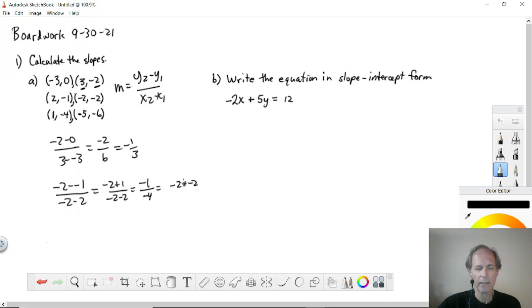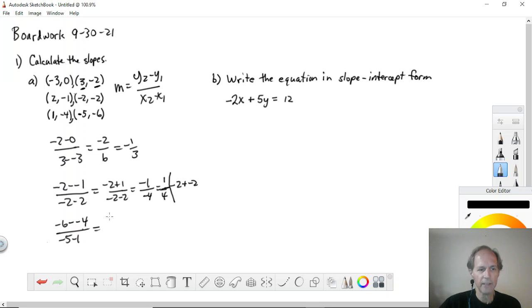And let's see, just kind of wall that off. So that is 1/4. Hey, one more. Difference in the y's, negative 6 minus negative 4. Difference in the x's is negative 5 minus 1.